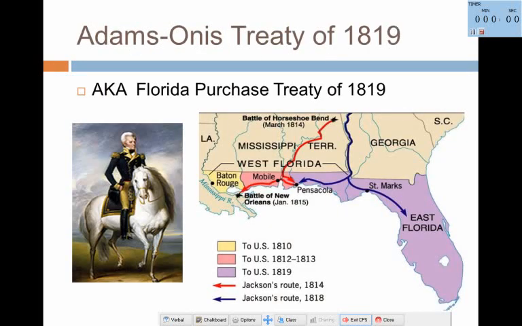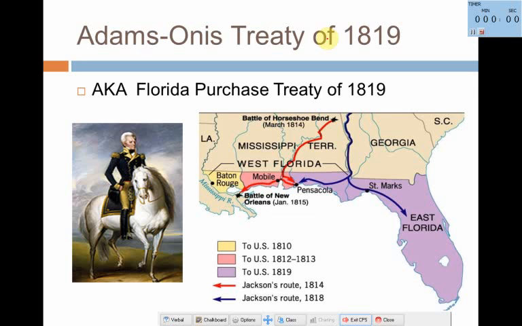The other treaty you have to know that's signed by Monroe is the Adams-Onis Treaty of 1819. The Adams-Onis Treaty is also known as the Florida Purchase Treaty. Because what territory did they purchase? Florida. Yeah, because it's called the Florida Purchase Treaty. So the Adams-Onis Treaty, also known as the Florida Purchase Treaty, is when we bought Florida from a country. Who do we buy it from?